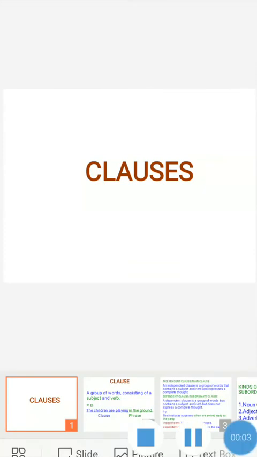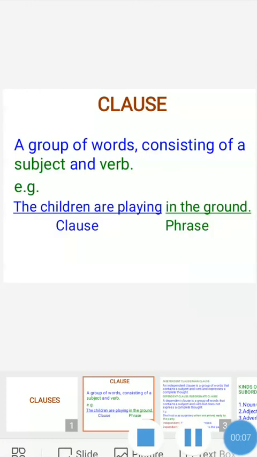Hi, the topic we are going to see for today's class is clause. A group of words consisting of a subject and verb is called a clause. On the other hand, a phrase is just a group of words which does not have a subject or verb.